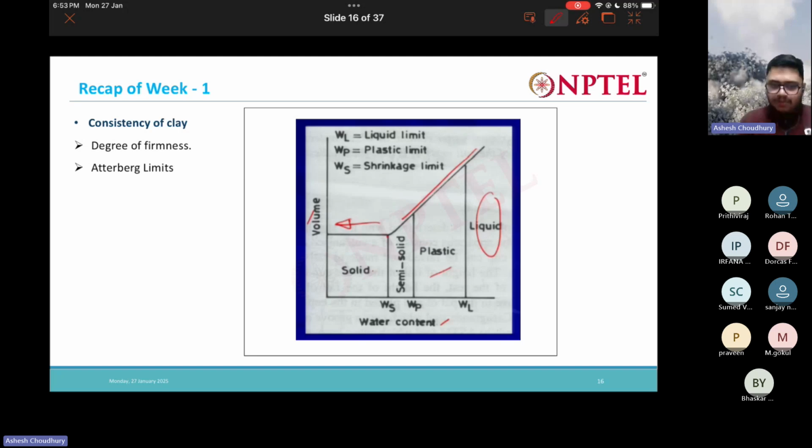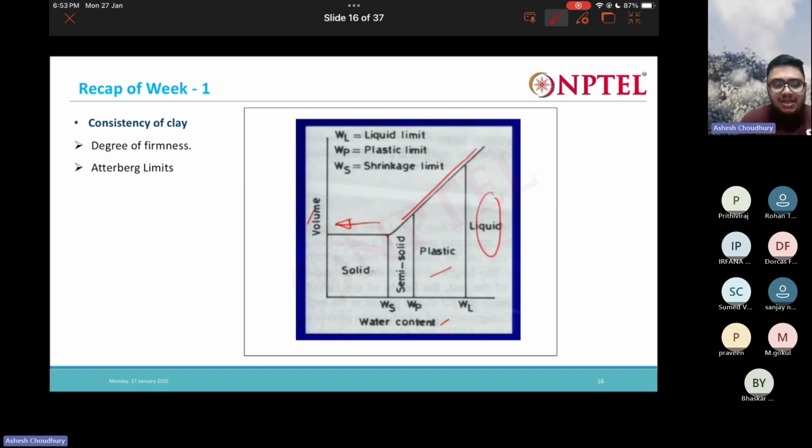We can mold it in any way. It is plastic soil. Then you have a semi-solid soil. Semi-solid soil means a little bit of water, a little bit plasticky, but a little bit solid also. You cannot mold it easily. And finally, you have solid soil, which you cannot mold in any way. It's very dry, flaky, breaky, like that. So these are the different consistencies of clays.